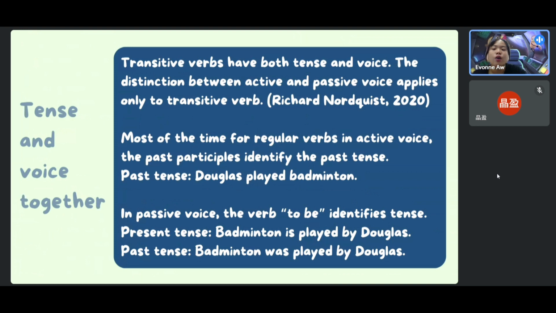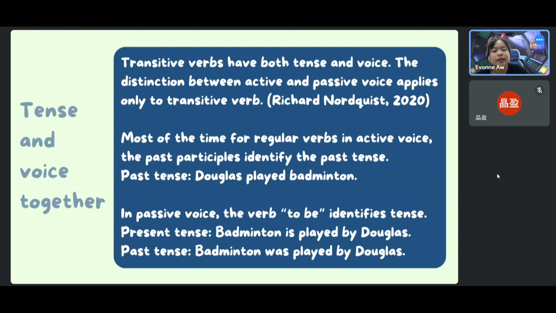Now, we are looking at the conditions where tenses and voice are together. Transitive verbs have both tenses and voice. The distinction between active and passive voice applies only to transitive verbs. For example, most of the time, for regular verbs in active voice, the past participle identifies the past tense only. For example, Douglas played badminton.